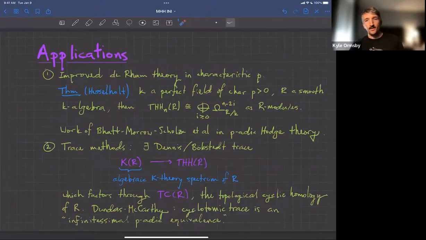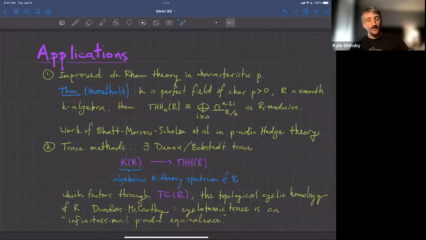The primary application is in characteristic P, and this allows us to do de Rham theory in characteristic P. It's a deep theorem of Hesselholt, elaborated by others, that if we're working over a perfect field of characteristic P positive, and R is a smooth K algebra, then the nth THH of R decomposes as a direct sum of these particular pieces of the de Rham complex. That's an isomorphism of R modules. And this leads to p-adic Hodge theory and other contemporary work of Bott, Morrow, and Schulze.